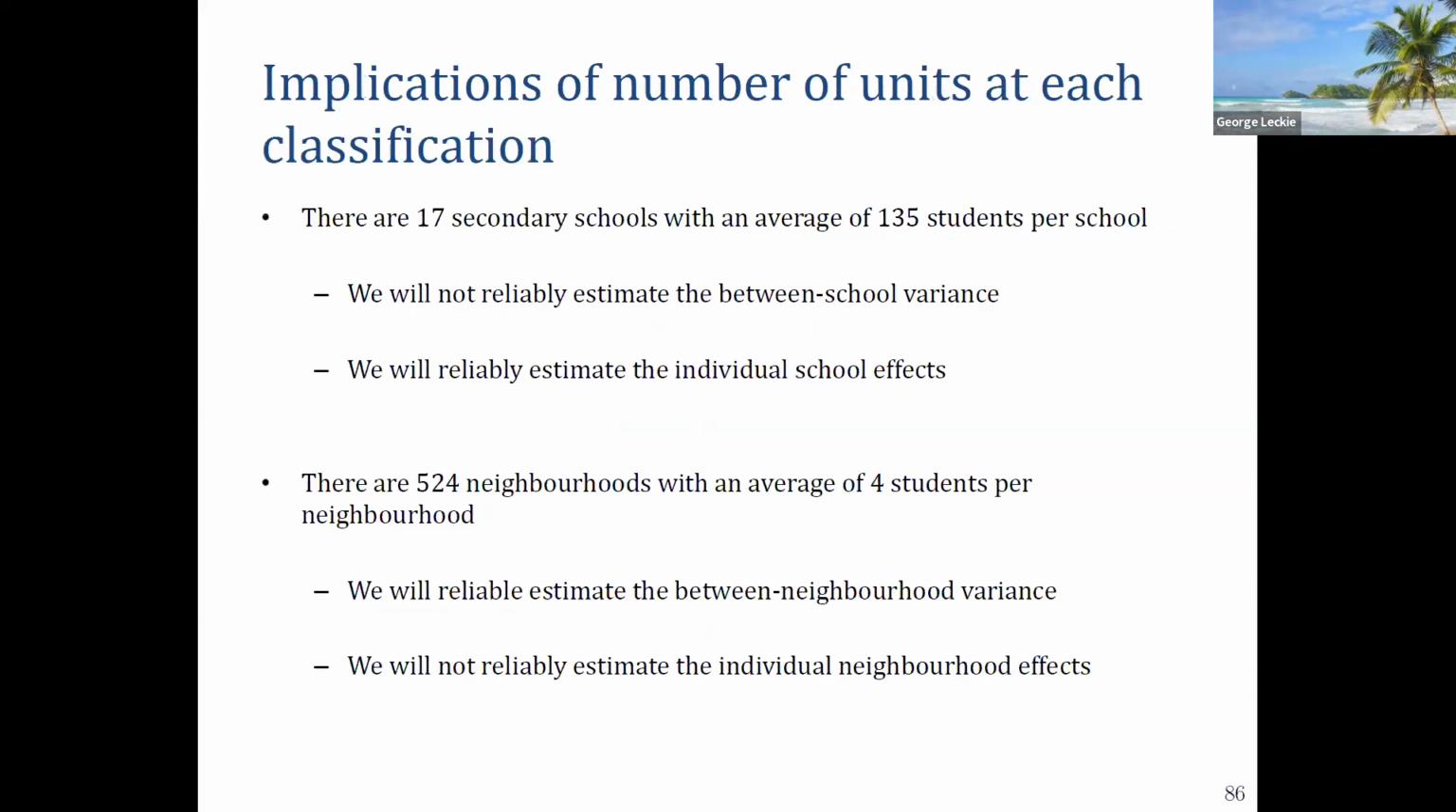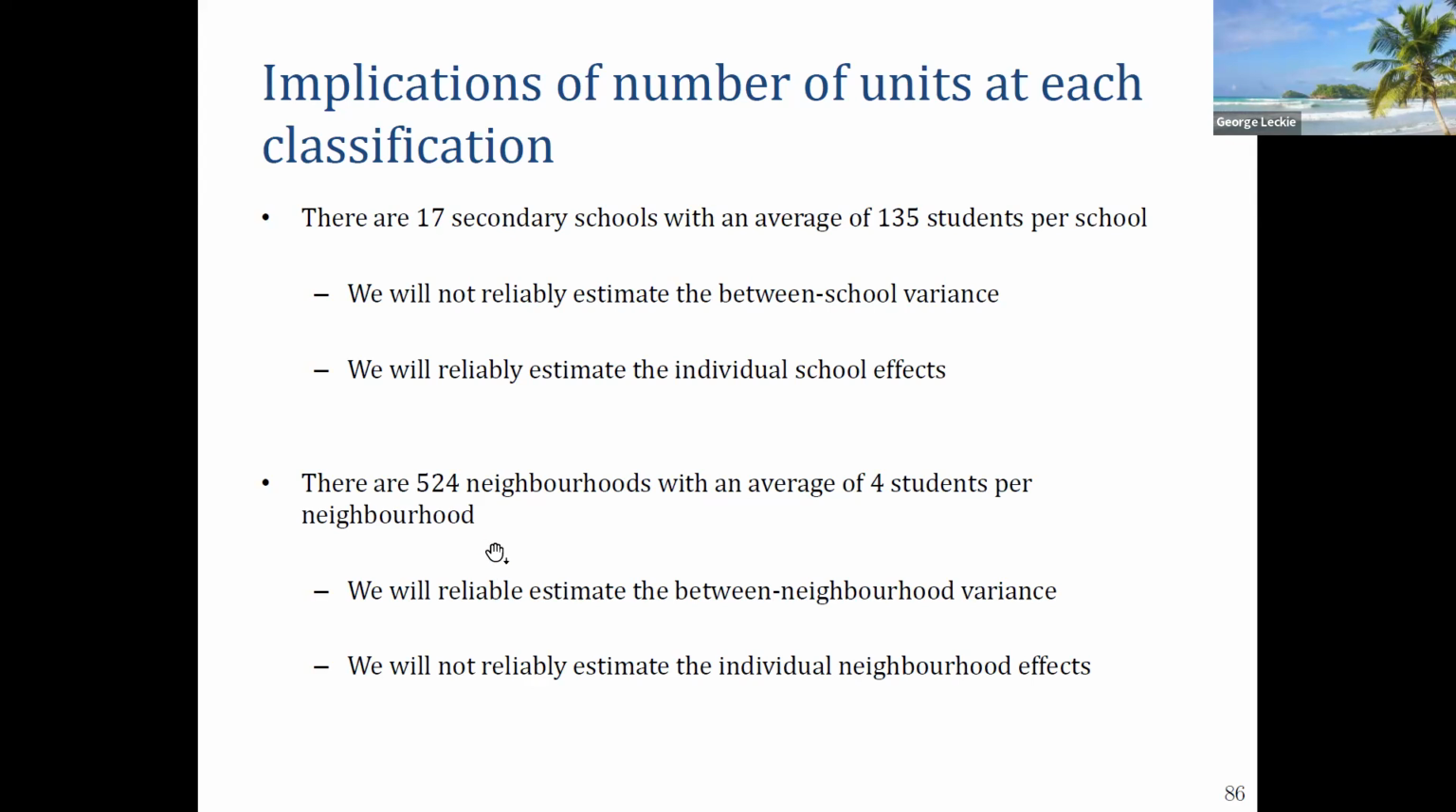So yes, there's only 17 schools, so we're going to estimate the between school variance imprecisely. Okay, we don't have much data, but the positive is, if I wanted to predict scores for a particular school, I have lots of data points per school. So I've got an imprecise between school variance, but I do have precision when making school-specific predictions.